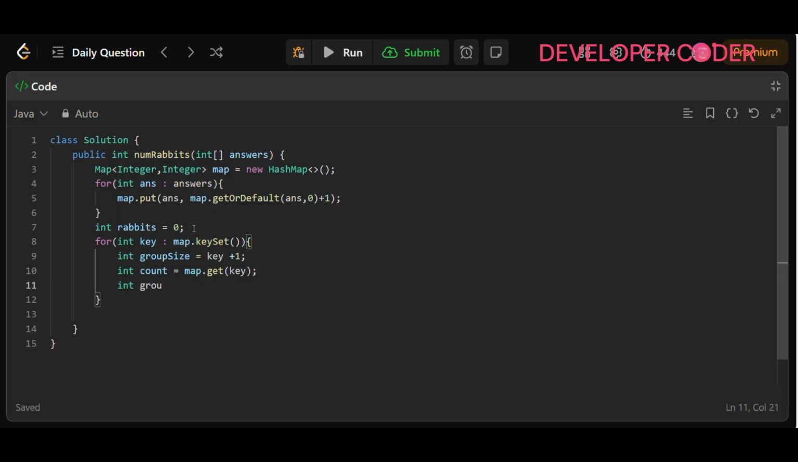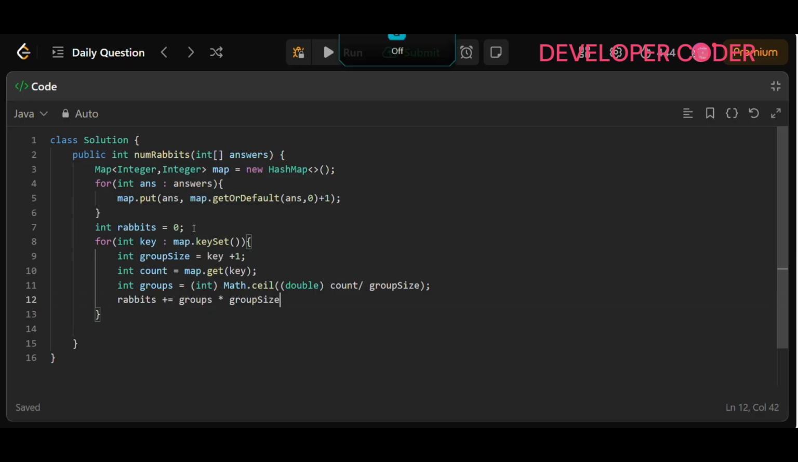So int groups is equal to, we need the answer in int, so the ceil value, Math.ceil, and whatever value we are going to get inside this is a double only, right? And here count divided by groupSize. This is done, and here we just increment the count of rabbits: rabbits is equal to rabbits plus groups into groupSize. This is done, and in the end you just return rabbits.